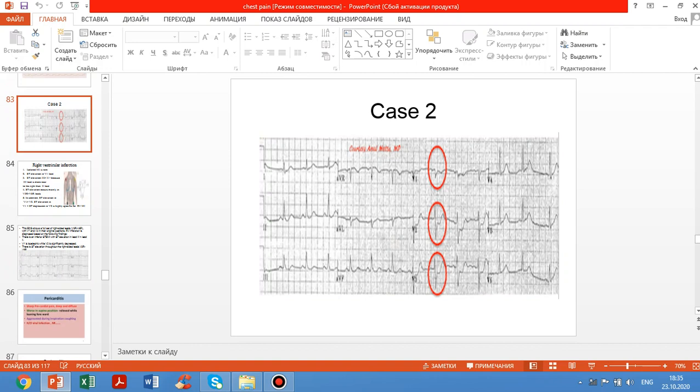So we can manage this one like posterior basal myocardial infarction.